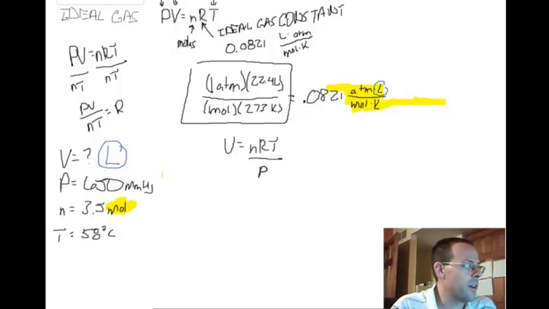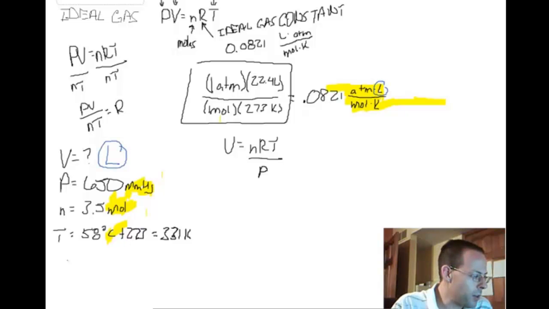Alright, so the next two things I need to look at are, is my temperature in Kelvin? And it is not in Kelvin, so I need to change it to Kelvin. And then lastly is my pressure in atmospheres, and it is not in atmospheres. So I also need to change my pressure from millimeters of mercury to atmospheres. So we're going to need a couple conversions first. So the first one is temperature, and that's fairly easy, because if we just add 273 to 58, we get Kelvin. So if we do that, we get 331 Kelvin.